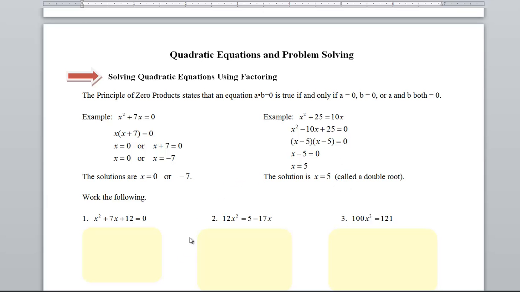So I've got some examples. I need you to factor these and set the factors individually equal to 0. That means you need to pause me and then bring me back on when you get through.